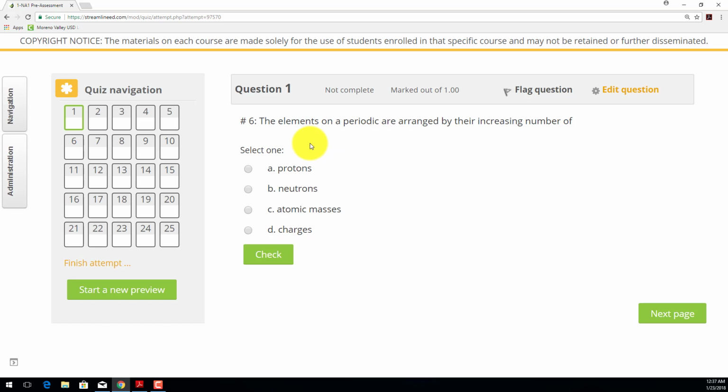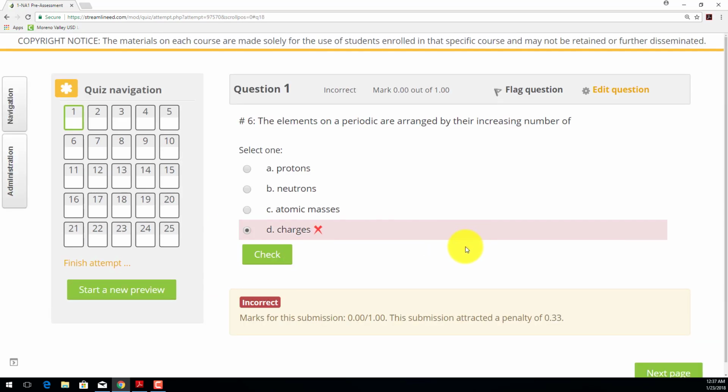Let's do an example question and see how this works on your student end. Think of this like a worksheet, but what makes this powerful is that when the student answers it, they know if they get it wrong or right. So we have that immediate feedback right away. Let's answer this wrong. The elements on the periodic table are arranged by their increasing number of, let's put charges, which doesn't show on the periodic table at all. We click check, and it's wrong.